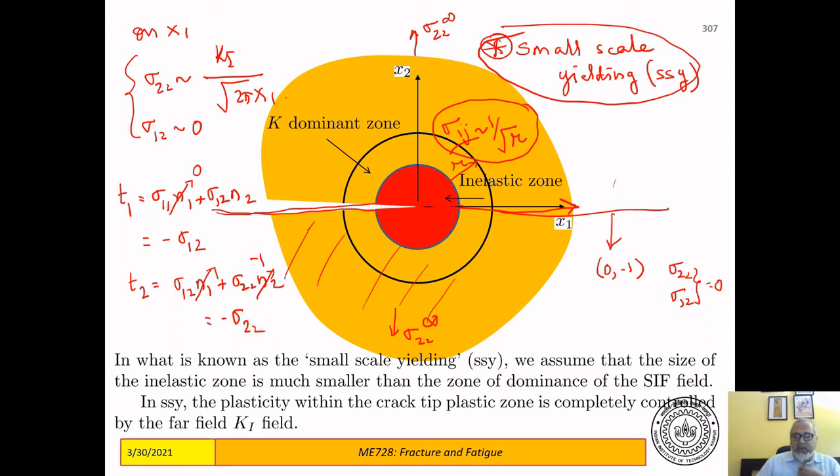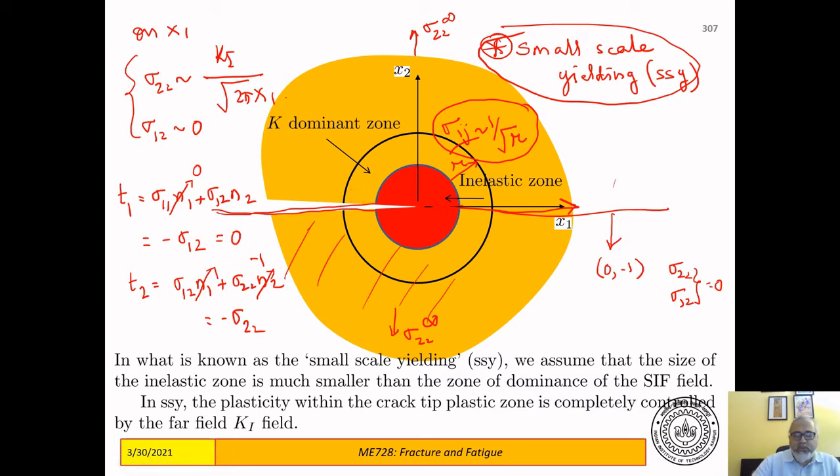So the traction on this surface has a component T2 which is in the minus x2 direction, and sigma 12 is equal to 0 on this face, so this is equal to 0. There is no T1 component in a mode 1 situation.